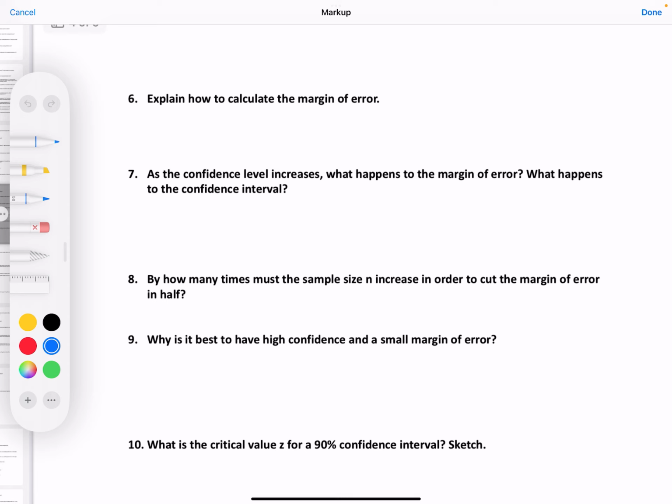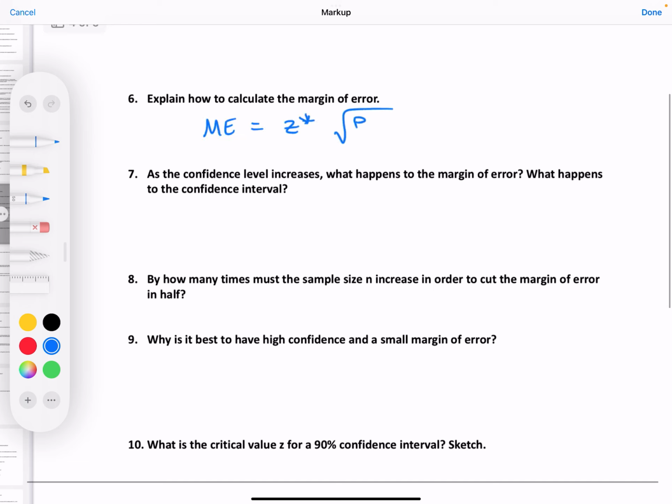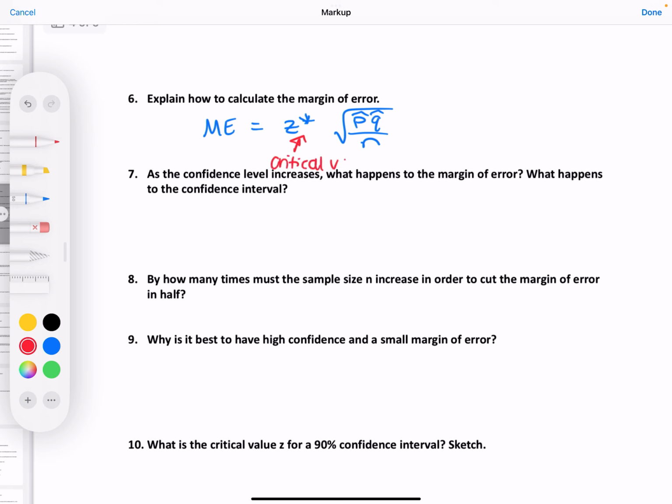Explain how to calculate margin of error. Margin of error is z star times the square root of p hat q hat over n, where z star is the critical value, and the critical values that you'll need to know we'll do at the bottom. And then the square root here is the standard error.